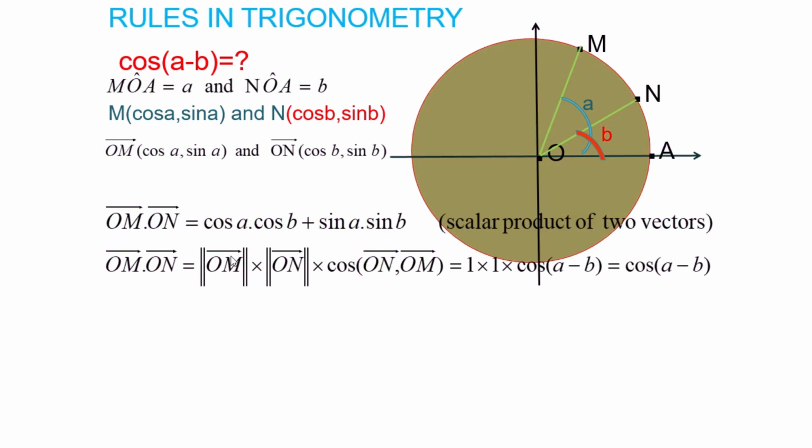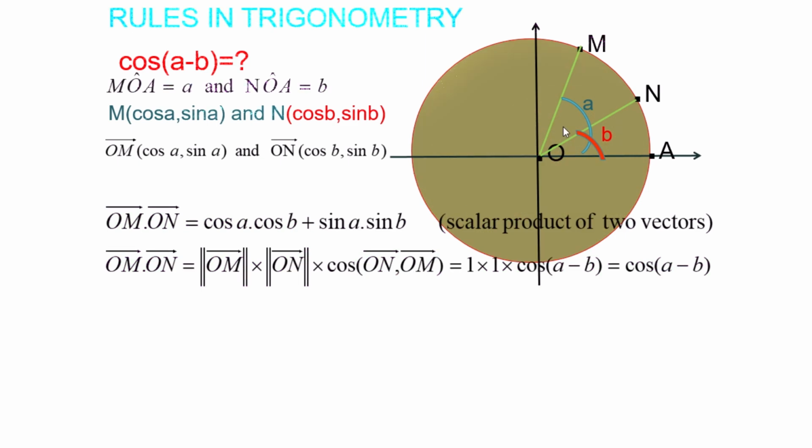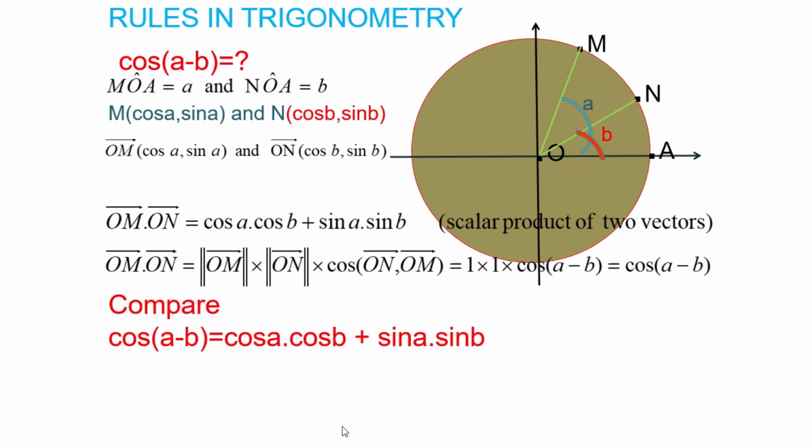OM dot ON equals modulus of OM times modulus of ON, times cosine of angle ON OM. The angle between ON and OM is A minus B. And OM equals ON equals radius equals 1, the trigonometric circle, so 1 times 1 times cosine A minus B equals cosine A minus B. OM dot ON here and OM dot ON here. So, by comparison, cosine A minus B equals cosine A cosine B plus sine A sine B.